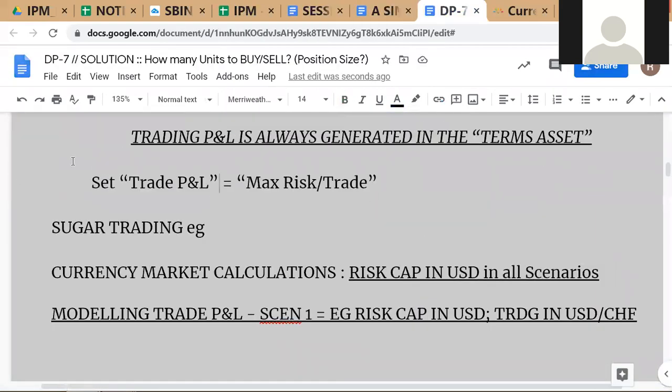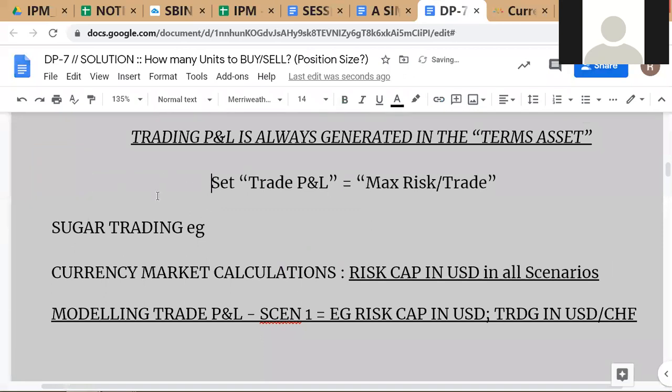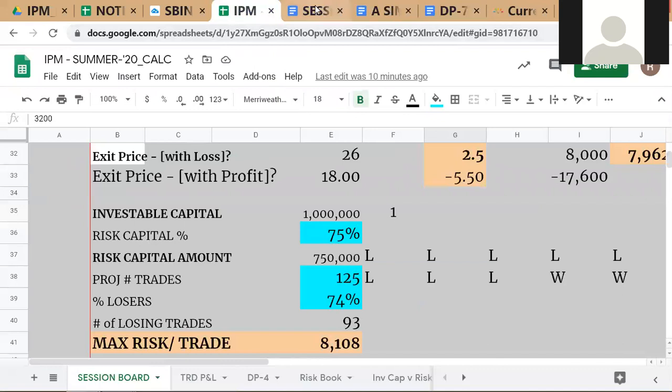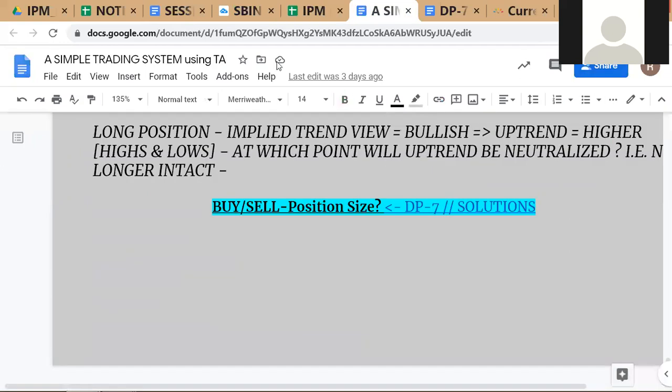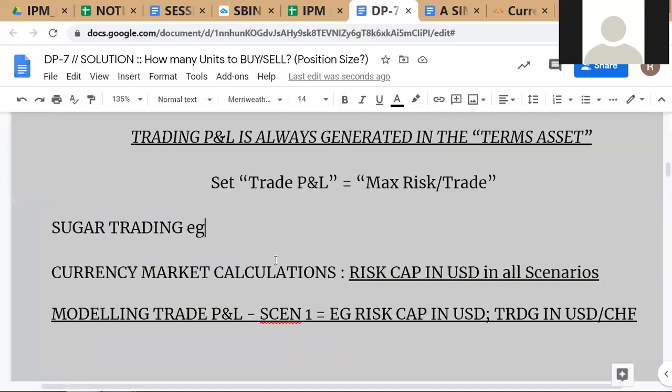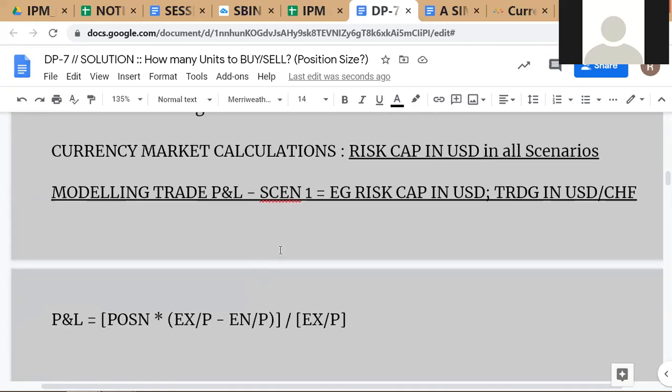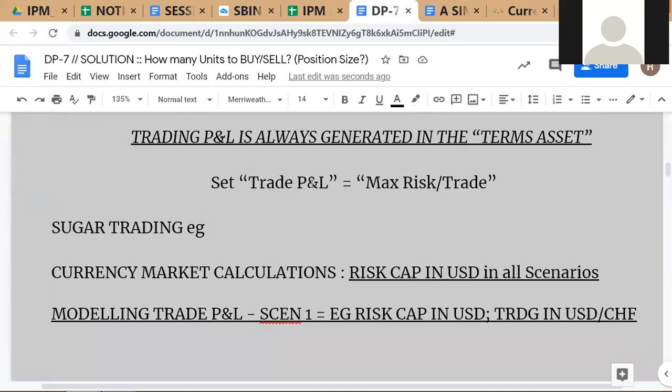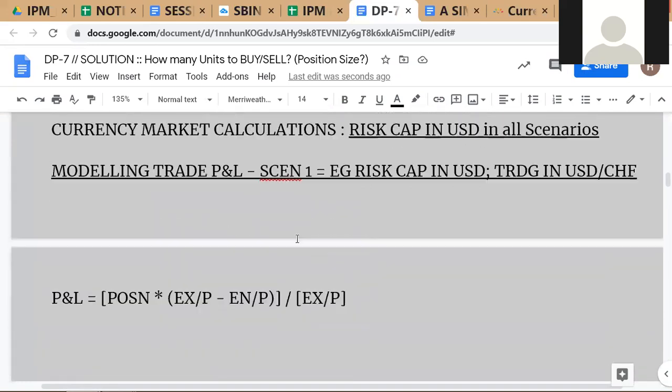So this is another important rule: we are going to be setting the trade P&L. In the formula we'll be writing trade P&L, you won't be writing this, but you have to understand that when you apply the formula, you are setting it to the max risk per trade, which you have from this kind of calculation. That max risk per trade is what is going to be set as the trade P&L in the formula. Okay, so that's why we'll see the formula.